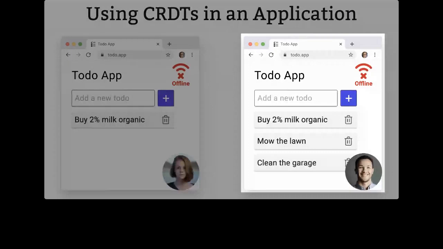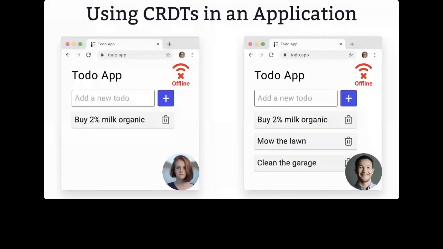And again, remember, both of these edits are happening offline. So first of all, writing applications that work both offline and online is not an easy task in and of itself, but CRDTs make it easier. And secondly, what should happen in this app when both of these users get back online? Well, ideally, the mow the lawn task should be deleted on the right, and the new clean the garage task should get replicated to the left.